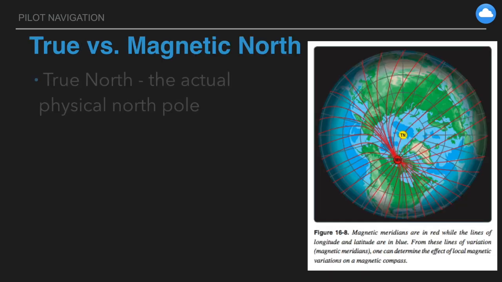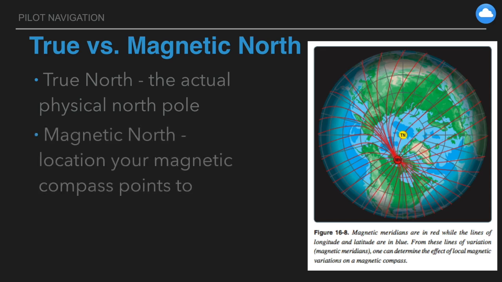Okay, so the next thing we got to talk about is direction. We already talked a little bit about the North Pole and the magnetic North Pole and all of that. There's a little more you got to know about that. True north is the actual physical North Pole, right? That's what it is. Magnetic north is where your compass points, and they're not the same place.